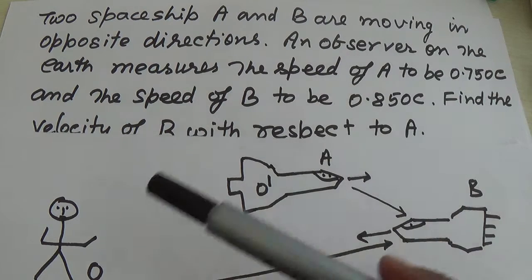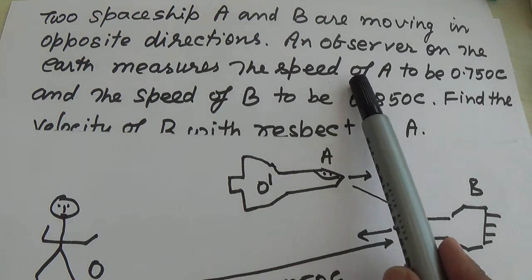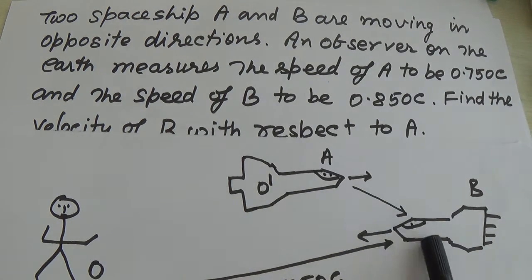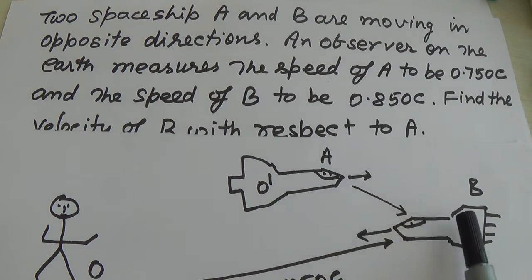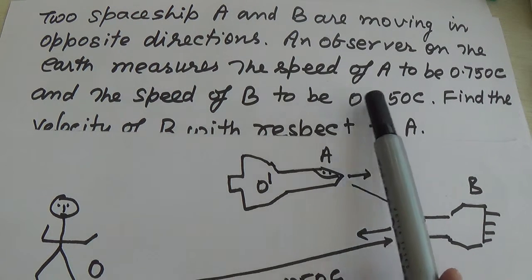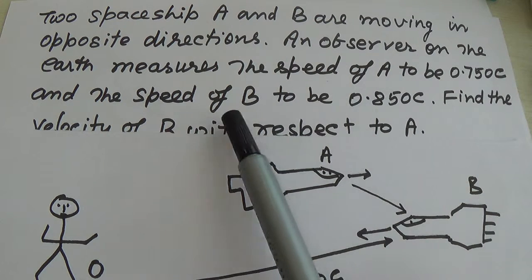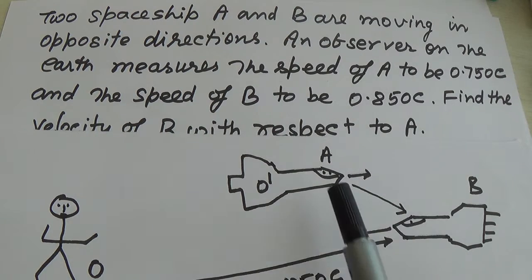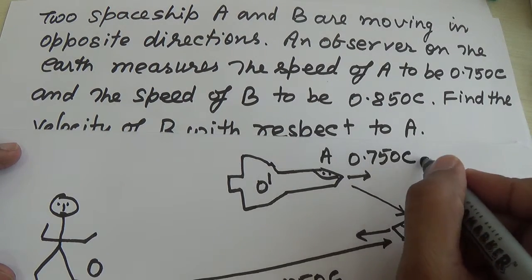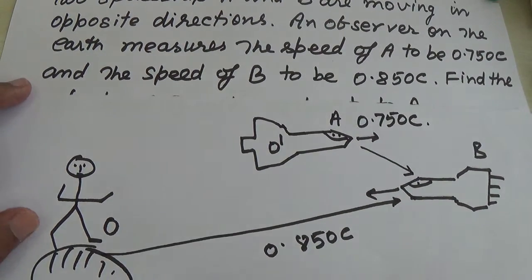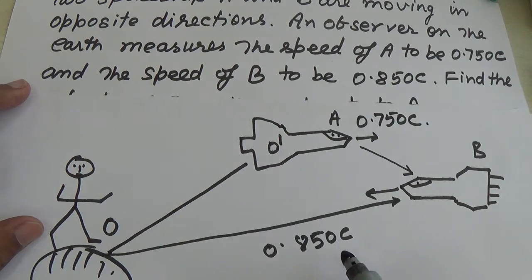So an observer on the earth, this is an observer on the surface of the earth O, measures the speed of A. This is spacecraft A and this one is spacecraft B. Both are moving in opposite directions, A in the positive x direction and B opposite to it. The speed of A is 0.750 c and the speed of B is 0.850 c. So the speed of this spacecraft is 0.750 c, and the speed of this spacecraft relative to this observer is 0.850 c.